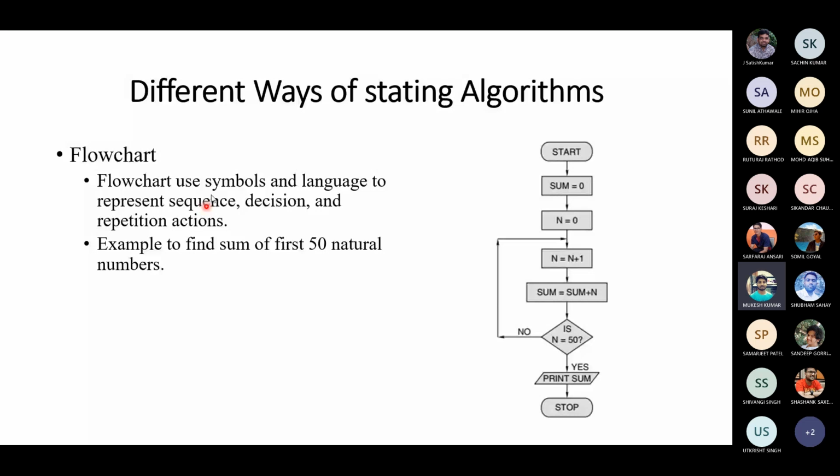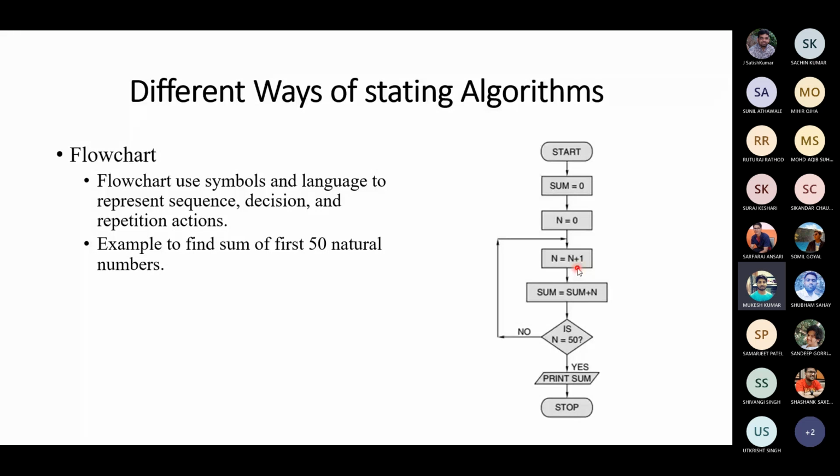For example, I want to find the sum of the first 50 natural numbers. So I will define a flowchart like this. The start and stop will be an ellipse. You'll define the steps in terms of a square box. So sum is equal to 0, n is equal to 0. Then your operations: n will be n plus 1, you are incrementing the value of n every time.